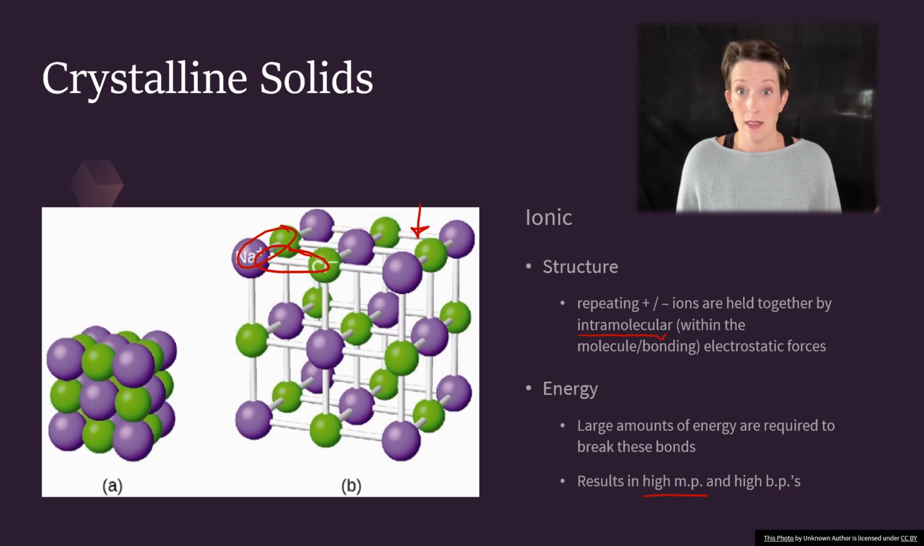But it's a lot of energy in order to start to separate those electrostatic forces for those ions to start to flow. And because it's going to have high melting points, it's going to have incredibly high boiling points to actually separate the ions into their gaseous state. So the strength of this solid is going to come from the attraction of that positive and that negative ion within that repeating state.